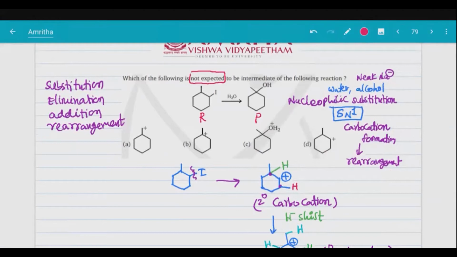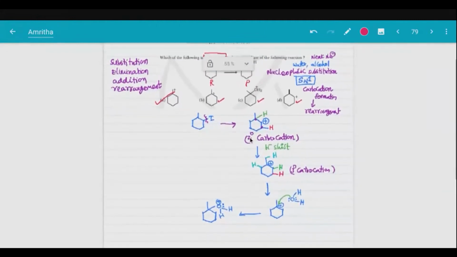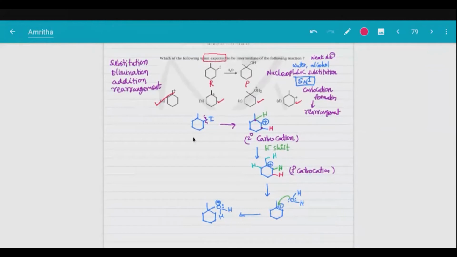Primary is not expected, right? So which is primary? This is not possible. Secondary, yes, possible, right? This is our answer, which is not expected. So this is possible, this is possible, this is possible. B, C, D are possible, but A is not possible. See, look at this clearly. I hope it is clear, right? Then option E. Any doubts here? I hope no doubt.